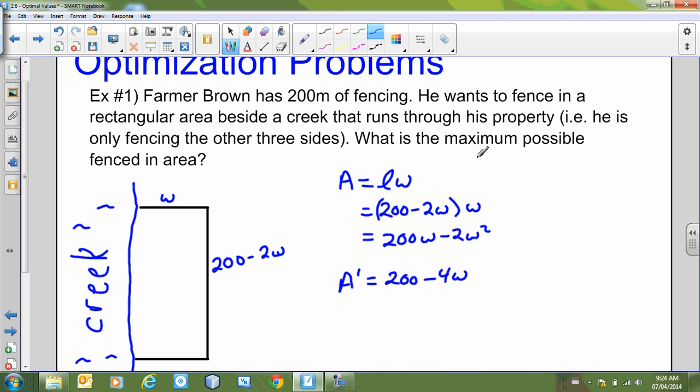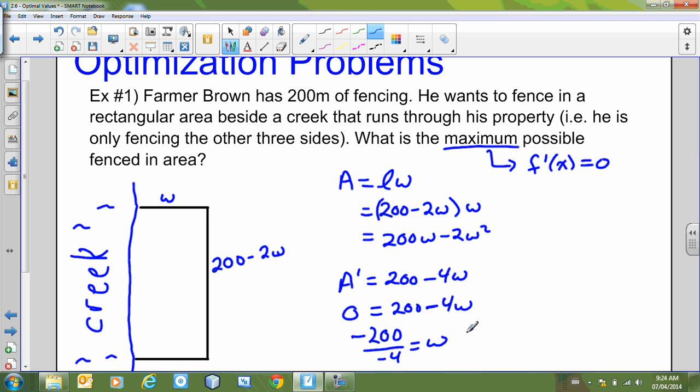Now, maximums and minimums. I guess I could have started with this. Maximum means, again, generally, the derivative is 0. Now I've got the derivative, A prime of W, I suppose would be a nice way to write this as well. But basically 0 is my either maximum or minimum. It happens that in this case, maximum is what we're going to get. If it isn't, then the question won't make any sense. And so if we solve this, subtract the 200 over, divide through by the negative 4, and that will be my value for W, which is 50.